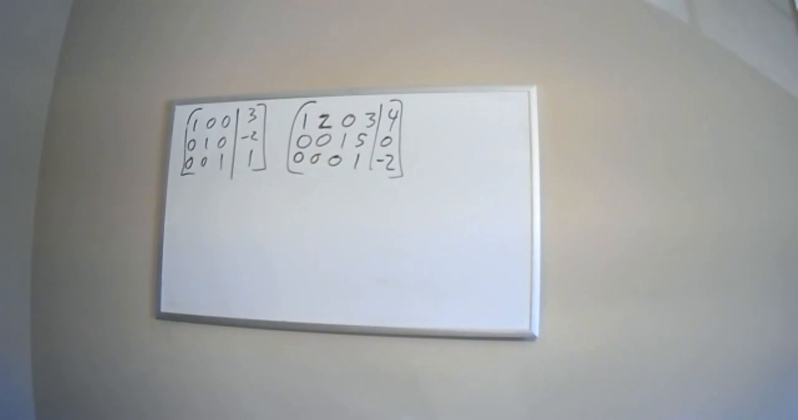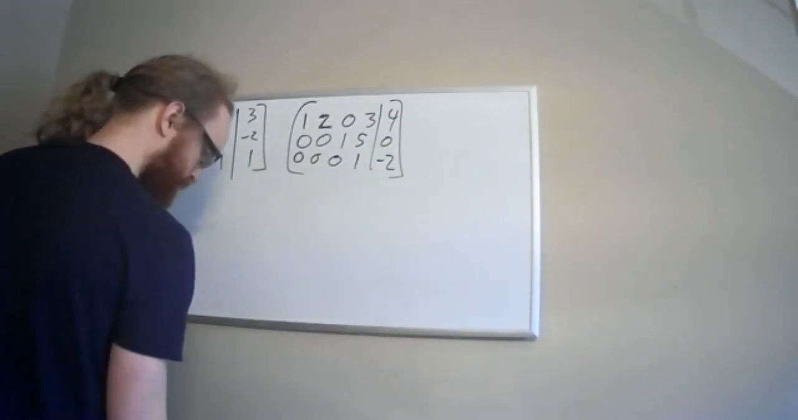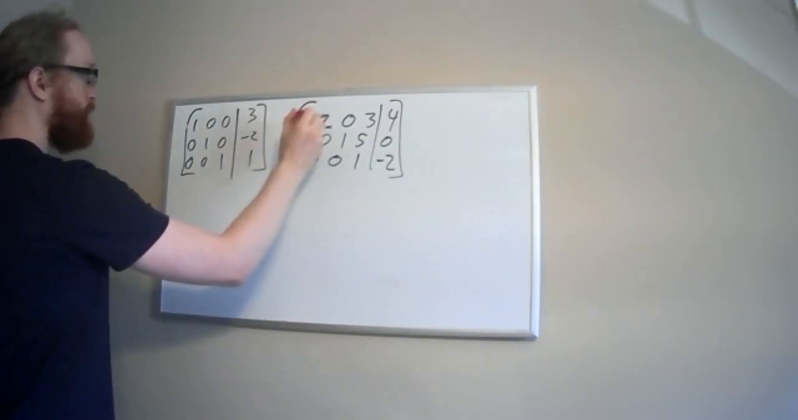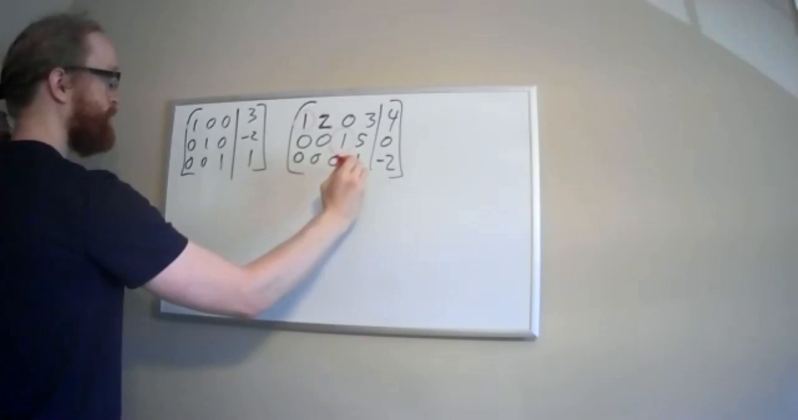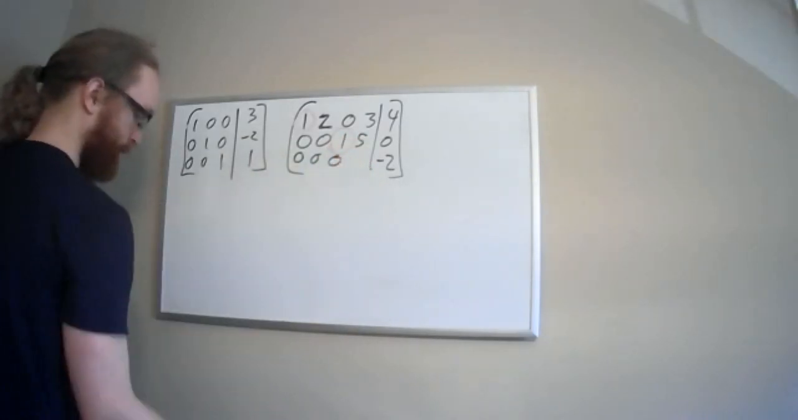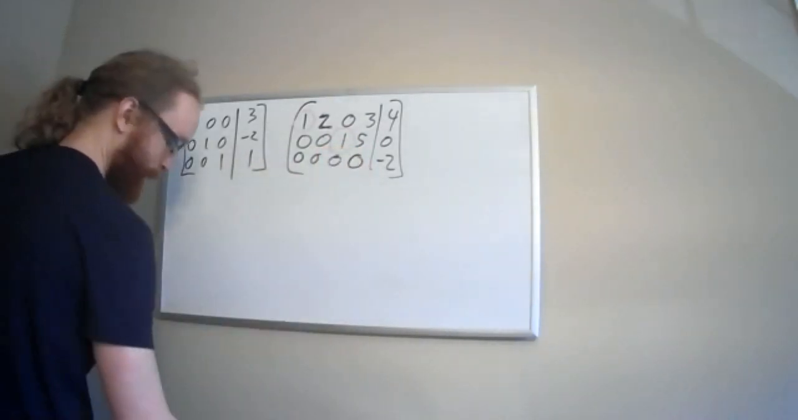Here's another matrix. This one is also reduced. I'll show you the leading ones are all here. Here's a leading one. Here's a leading one here. Oh, sorry. Let's make this a 0. That was not reduced. Let's make that a 0.